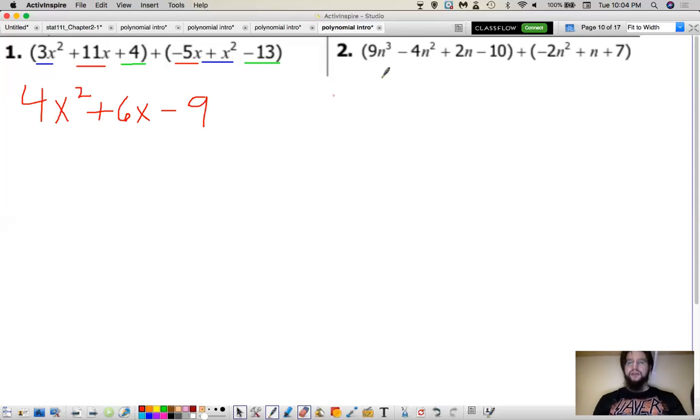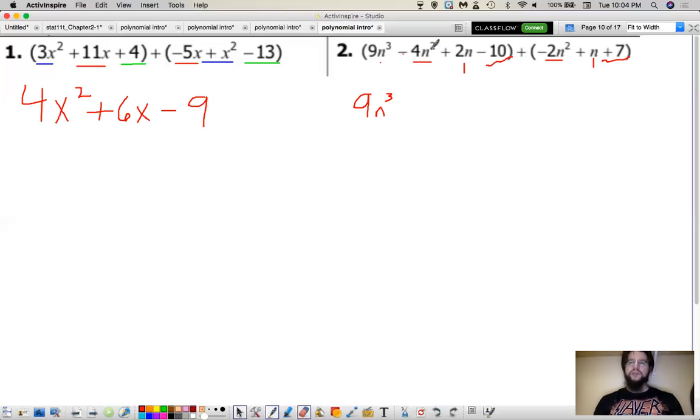Let's check this next one out. We got some cubes, and no cubes over here. Got some n squareds, got some n squareds over here. We got an n, we got an n over there. We got a constant, we got a constant over here. Okay, so 9n cubed. Didn't do a thing to it, not gonna do a thing to it. And of course we are still adding these, so we can pretty much just pretend the parentheses are not even there.